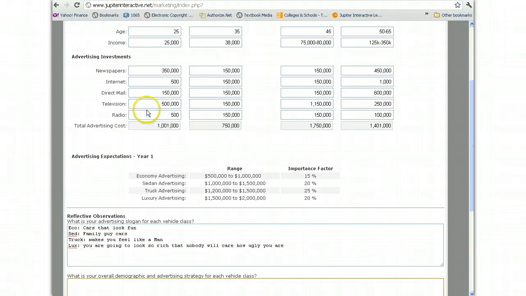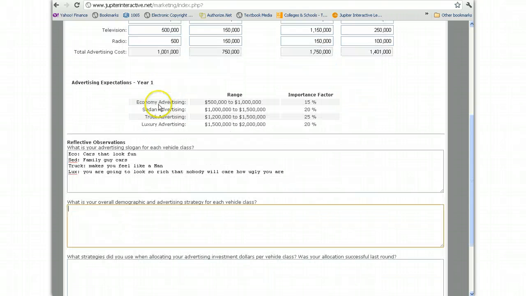I'm going to be spending most of my money in television because that's where we can reach a higher percentage of these 25-year-olds, et cetera, et cetera. So for each car class, I develop a strategy. Now, this strategy, once you write it, it's going to stick to this box. So you don't have to really do more than modify it.